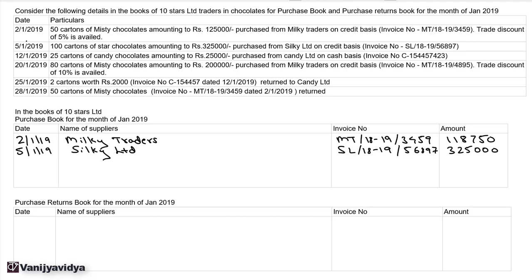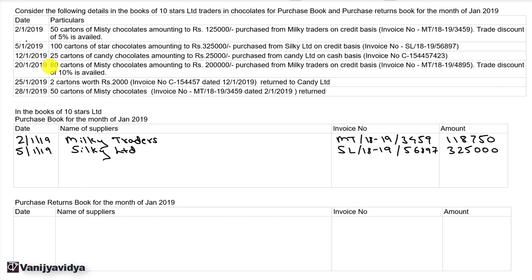What will be the entry for here? Entry for this is purchases account debit to cash account 25,000. So it won't be recorded in your purchase book since it's a cash purchase.